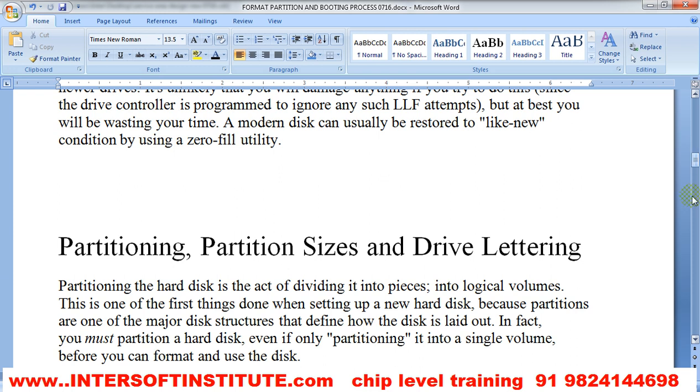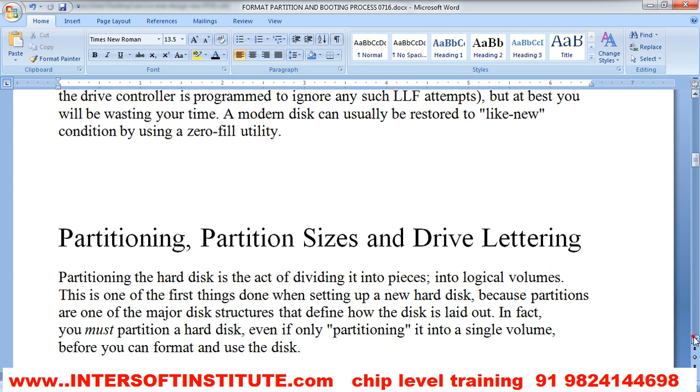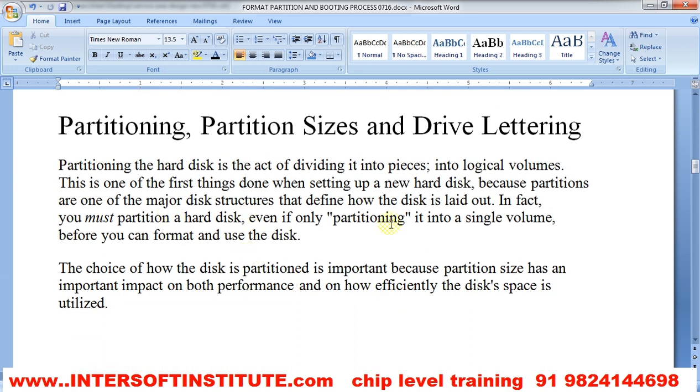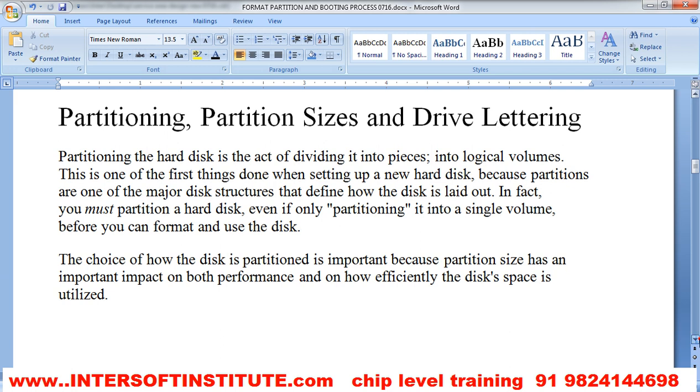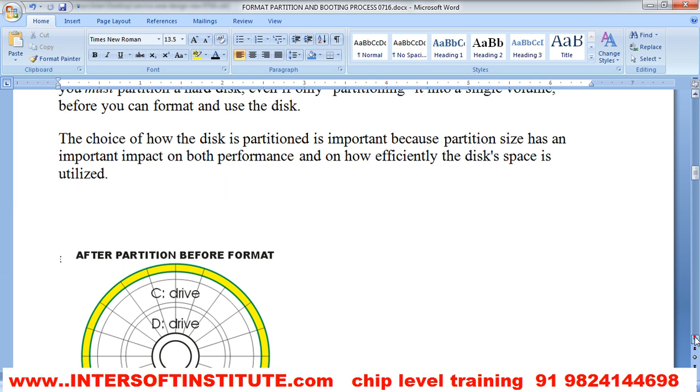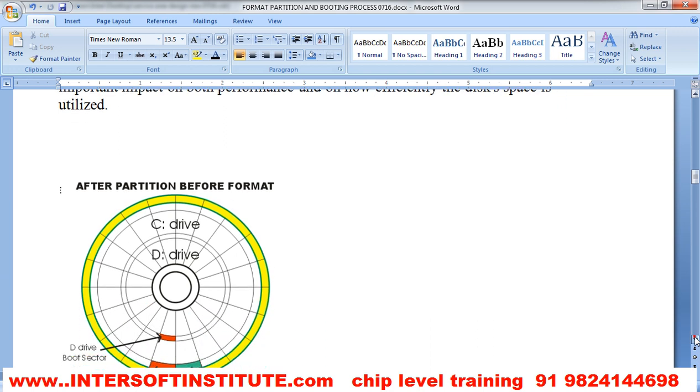So the partition you are creating will be a cylinder-wise partition. The partition is the major disk structure that defines how the disk is laid out. In fact, you must partition the hard disk into a single volume before you format the disk. So before formatting, you have to create the volumes, how many volumes there are. Here we make 2 drives, that is C drive and D drive.